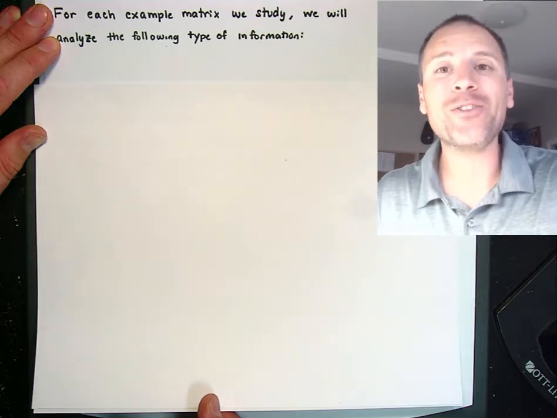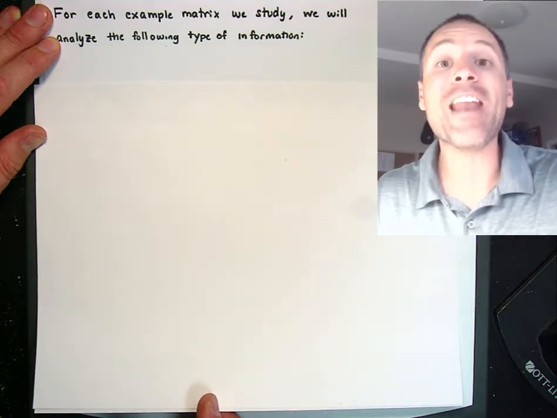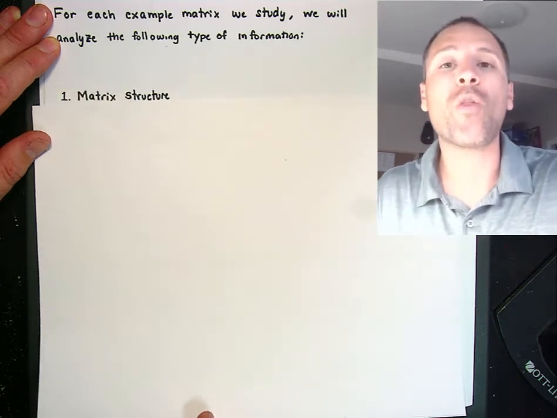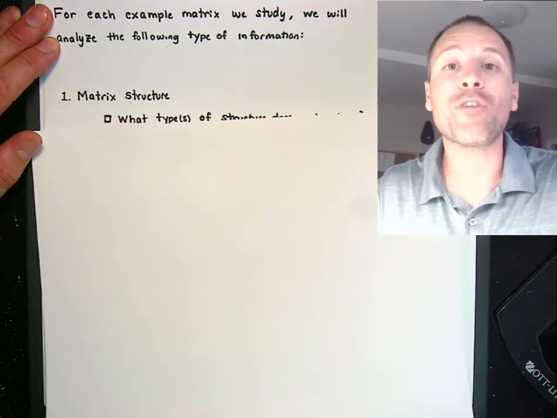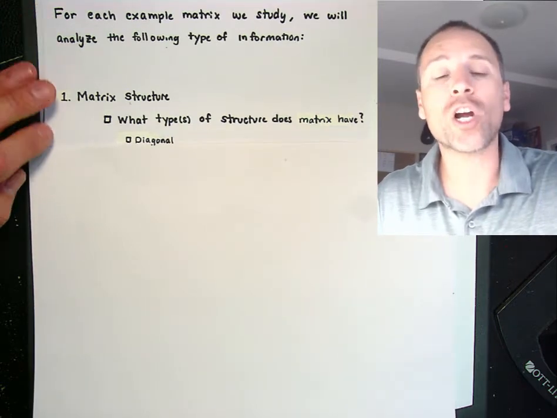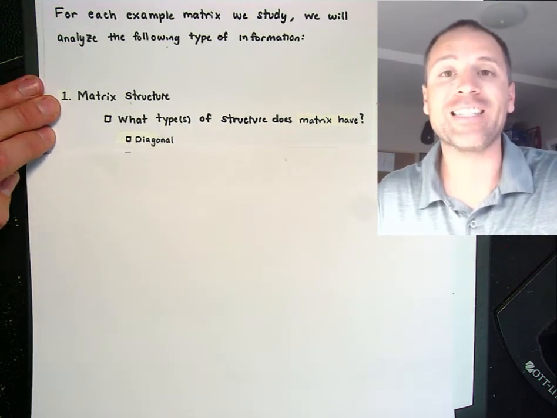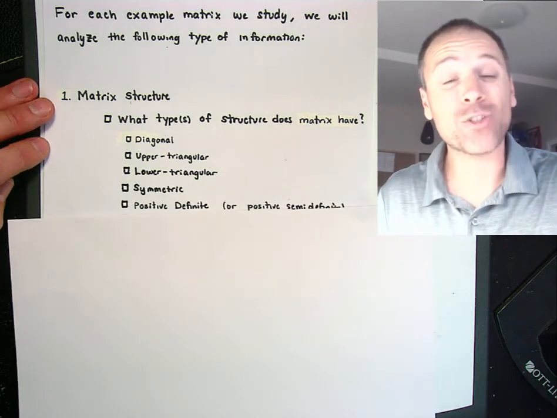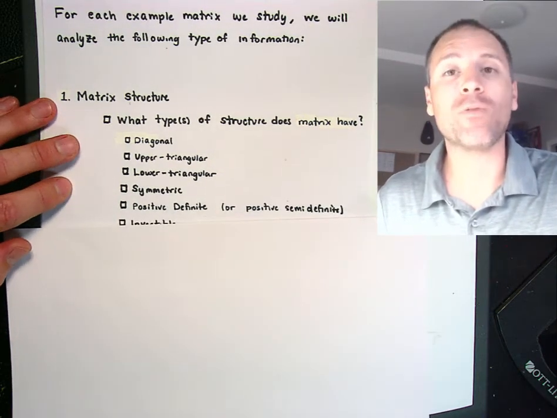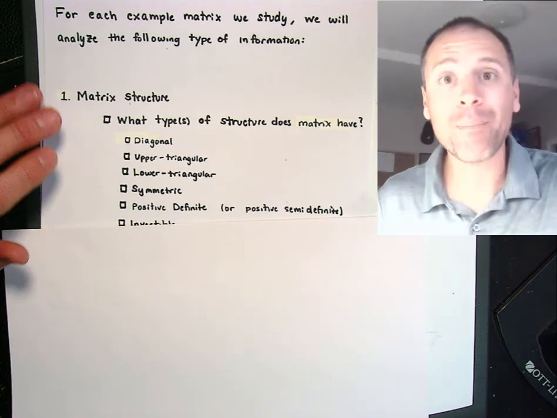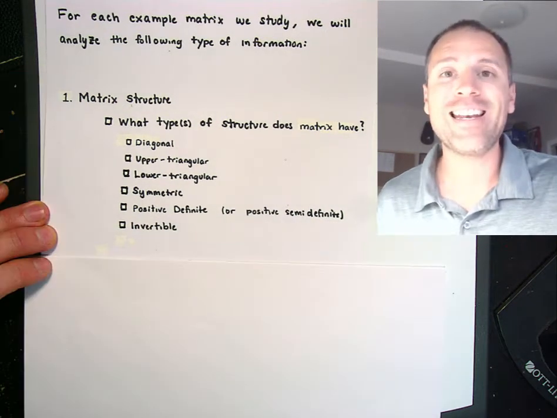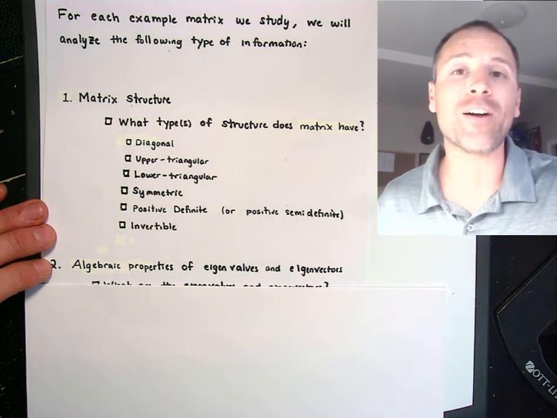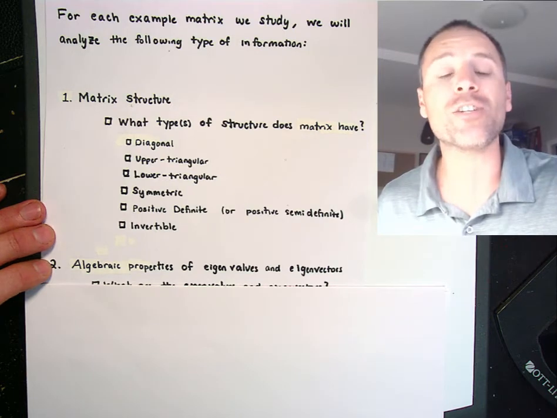For each 2x2 matrix that we study, we're going to analyze a number of properties about those matrices. First, we're going to talk about something called matrix structure. Specifically, for each matrix, we're going to ask ourselves, what kind of structure does that matrix have? Is it diagonal? Is it lower triangular, upper triangular? Is it symmetric? Is it positive definite or semi-positive definite or not positive definite? Is it invertible? Next, we're going to ask ourselves questions about the algebraic properties of the eigenvalue and eigenvector information for each matrix that we study.